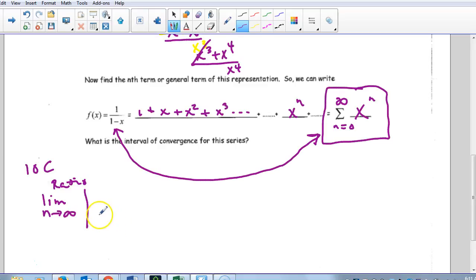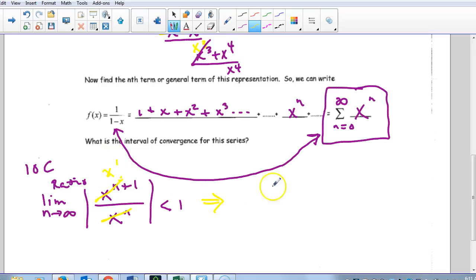AP does not like you not using correct notation. We're going to say x to the n plus 1, so the next term, all over x to the n. And the ratio test guarantees that this is going to converge as long as the value I get is less than 1. So I can cancel. This is a nice one. X to the n is going to cancel x to the n. It's just going to leave an x to the first on the top.